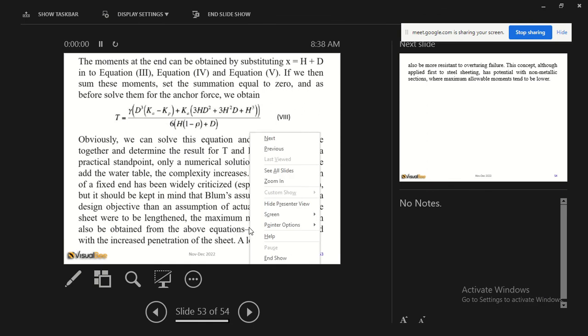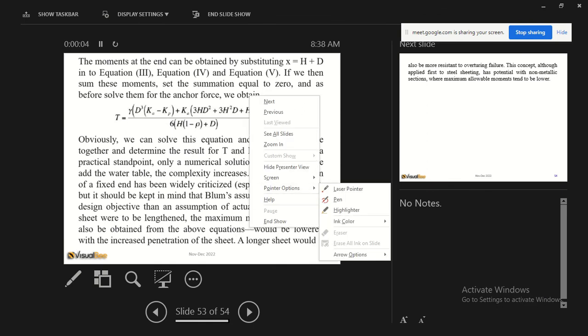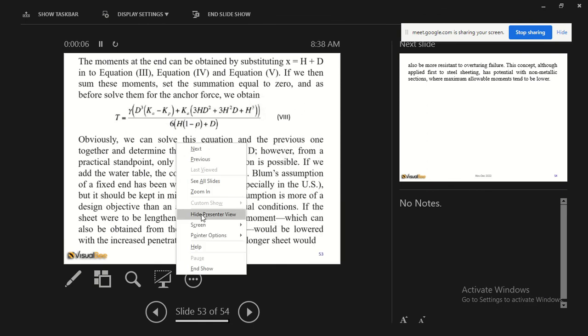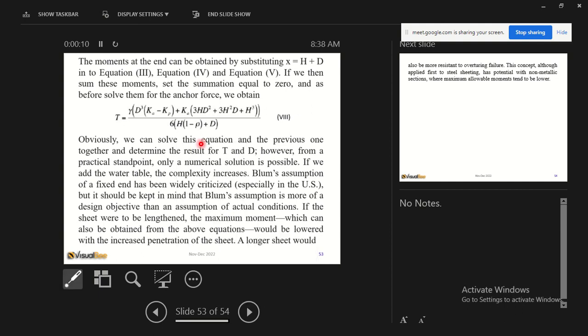Of course, you're expected in this class to know the theory, or just have an idea of what Blum's method is about. So obviously we can solve this equation and the previous one together and determine T and D. However, from a practical standpoint, only a numerical solution is possible. If we add the water table, the complexity increases.